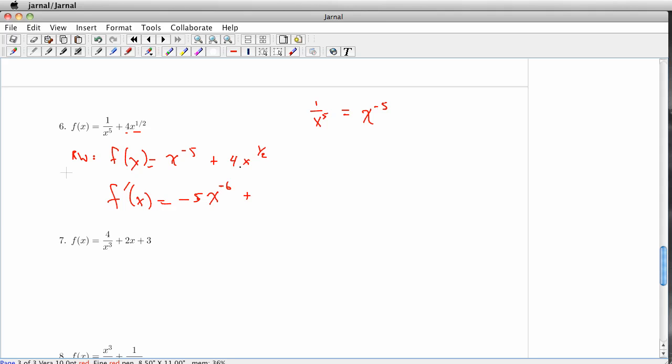The second term has a 4 multiplied in front, so I bring the 4 down. And then the power rule says that the derivative of x to the 1/2 is 1/2 x. And again, I have to subtract 1 from a half. I already did this in the last video, so I remember that 1/2 minus 1 is negative 1/2. So that's my derivative rule.